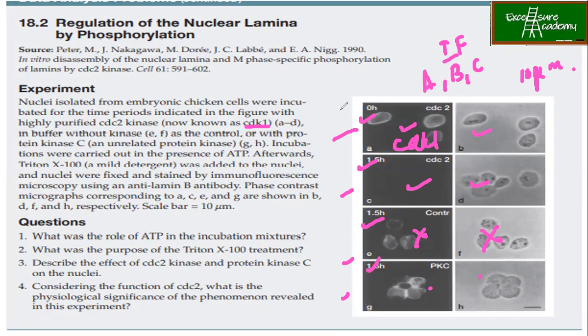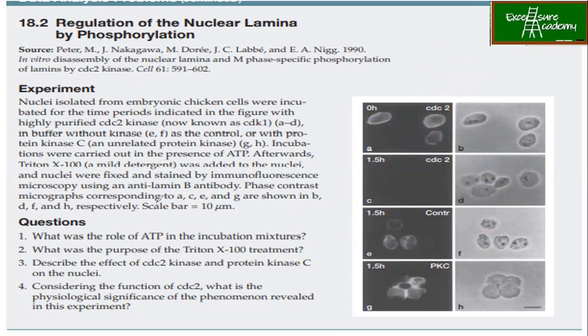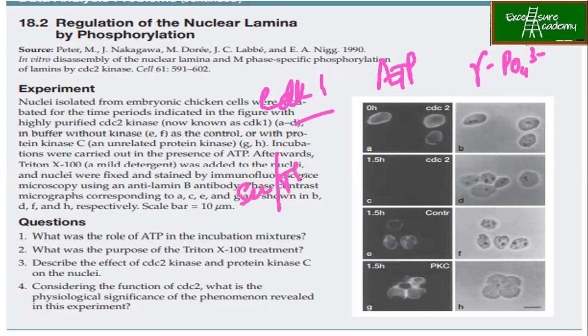Now this figure is there. Let's see what questions they are asking. What was the role of ATP in the incubation mixture? This is a very straightforward question, because here you're talking about CDKs. What is CDK? It is cyclin dependent kinases. I have mentioned during the cell cycle lecture series also that kinases are going to need ATP. Why? Because these kinases are going to transfer the gamma phosphate group to the serine or threonine amino acid of the substrate.